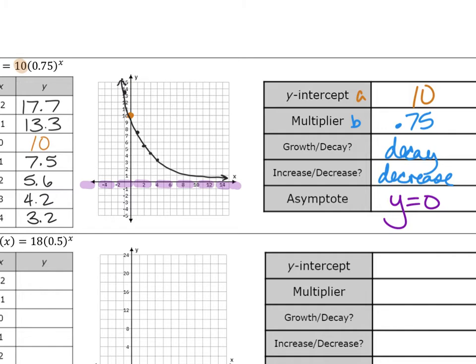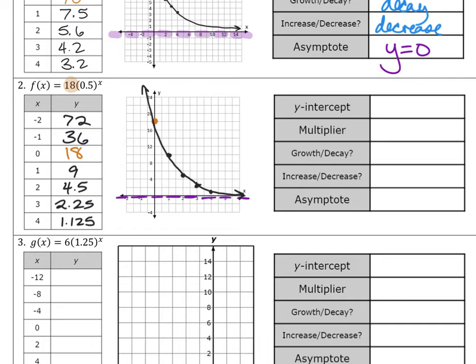Do y'all feel like you could do number 2 on your own? Yep. Okay, I want you to try it. Go ahead and do number 2 on your own. For those of you who are waiting, we here have our table and our sketch. And then we can just answer the questions.